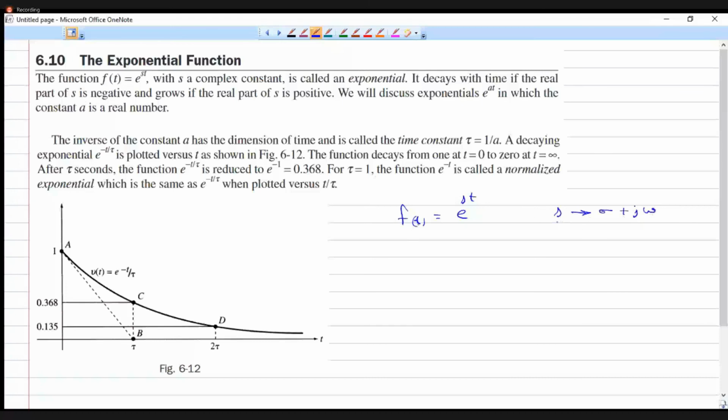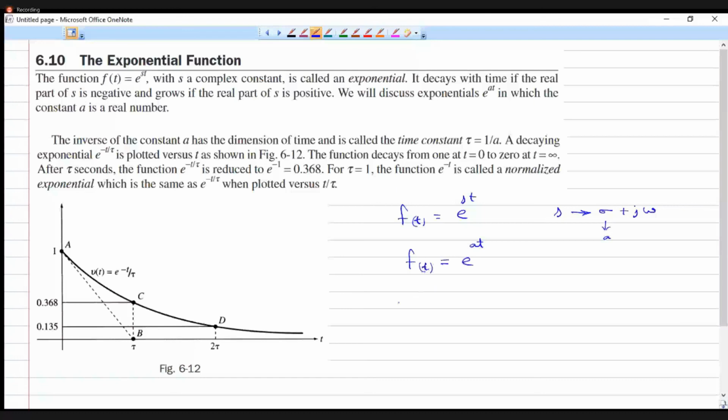But at present, let us say that s is having only the real part. So instead of sigma, as per this text, I will use the letter a. So we'll take what happens when s is real. We can write the exponential function f of t is equal to e power at, where a is a real quantity.